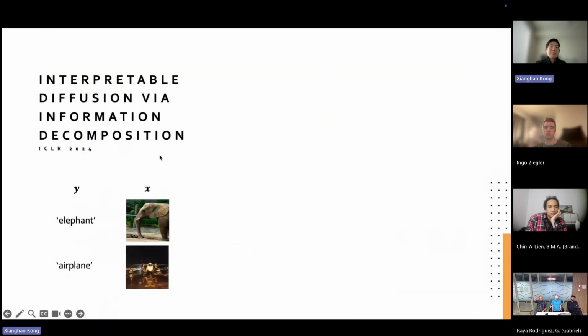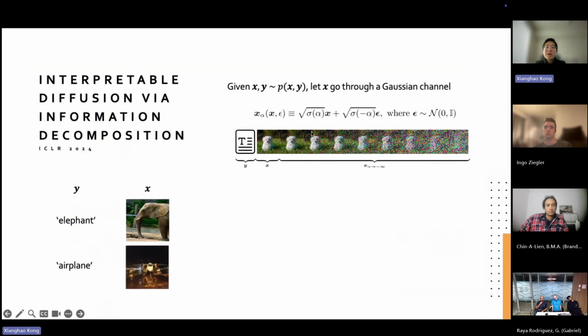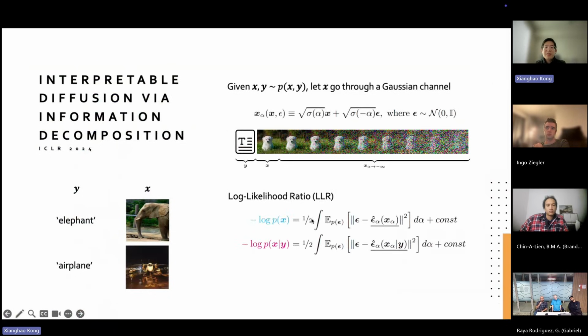So we ran some interesting experiments. Let's start from a very simple one. We give two images and two labels for them. One's an elephant, one's an airplane. Similarly, we have X and Y, the image and text. We only put X through the Gaussian channels, calculate the unconditional and conditional negative log likelihood, and calculate this log likelihood ratio to easily estimate the mutual information.